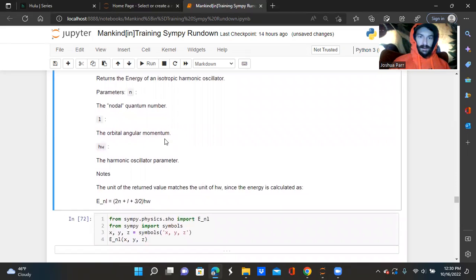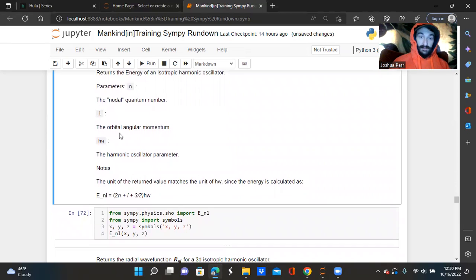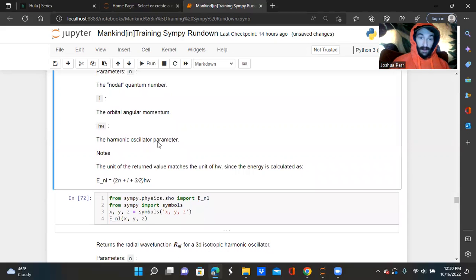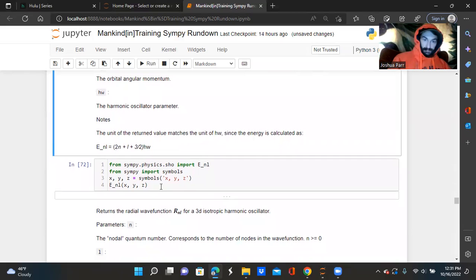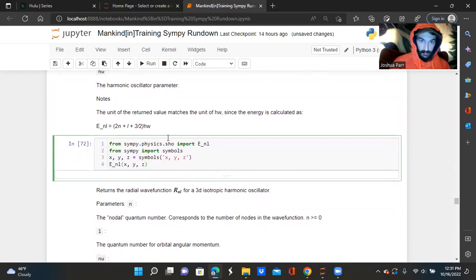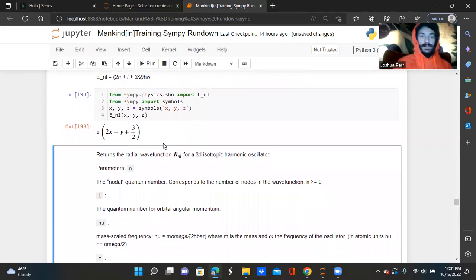And returning the energy of an isotropic harmonic oscillator. We have a nodal quantum number, l. We have h omega, orbital angular momentum. And we have the harmonic oscillator parameter. And the unit returned will match h omega, since the energy is calculated as E n l equals 2n plus l plus 3 over 2 h omega. And we're importing. We got 2x plus y plus 3/2.